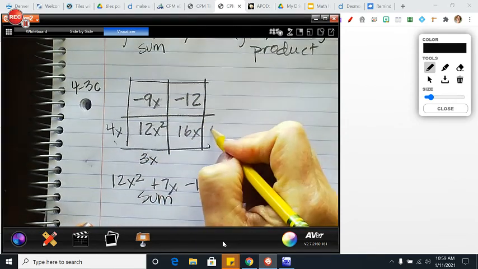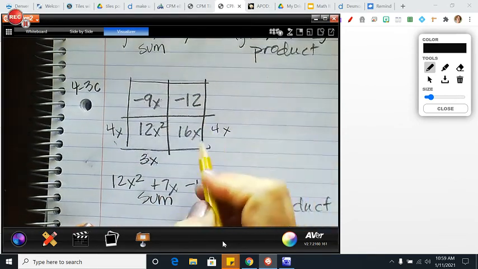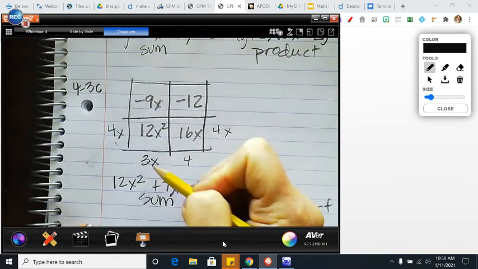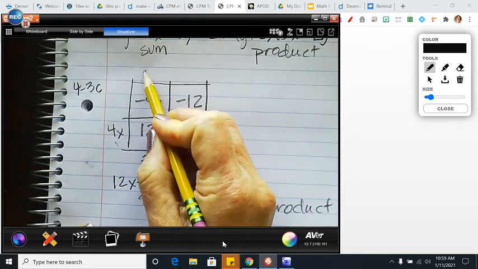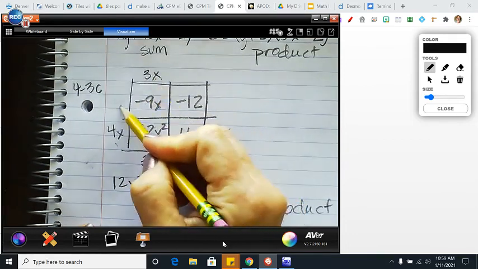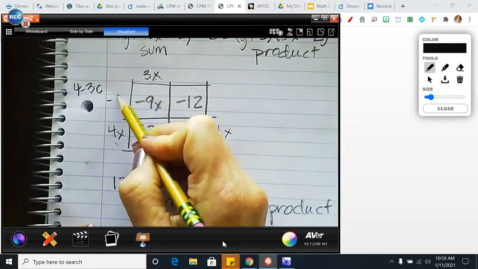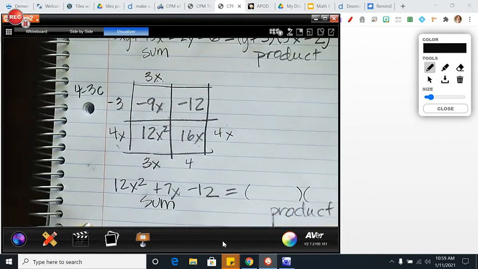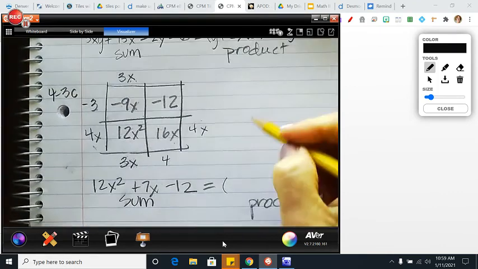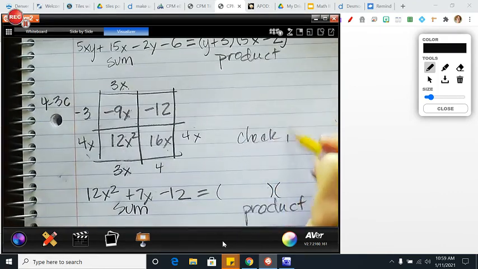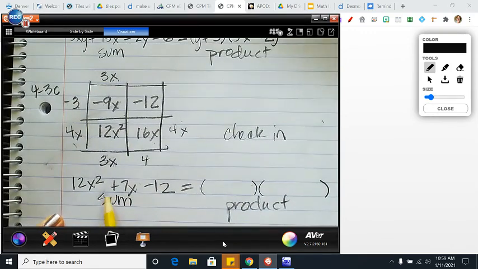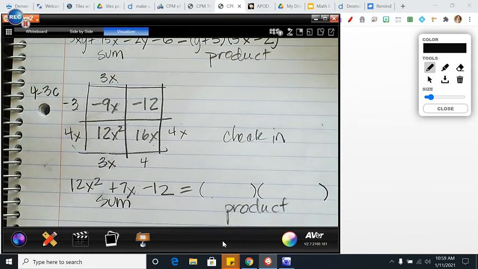And then if it helps, you can put 4x over here. 4x times 4 is 16x. 3x times, you can put the 3x up here if it helps, 3x times what is negative 9x? That's going to be a negative 3. And then we wrote the area as a product. So I would like you, for the check-in screen, to write the area as a product and as a sum. So I want you to do both of those. And then I'll check it.